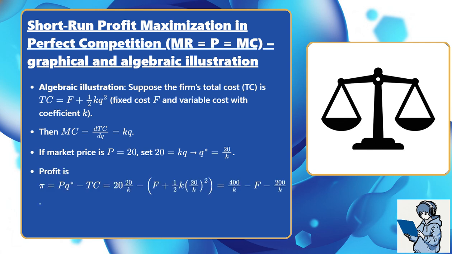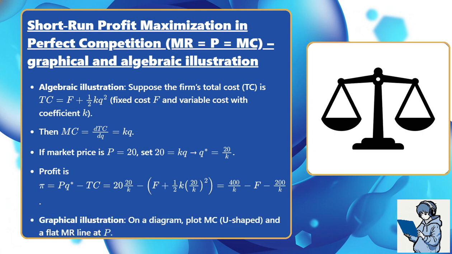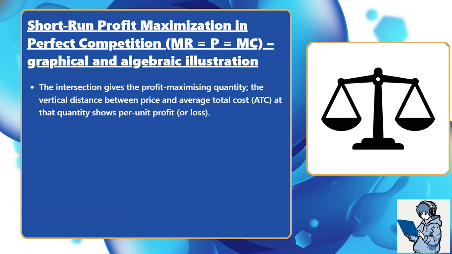Profit is pi equals P times Q star minus total cost, which equals 20 times 20 divided by K minus the quantity in parentheses, F plus 1/2 K times (20 over K) squared. Simplifying, that is 400 divided by K minus F minus 200 divided by K, which equals 200 divided by K minus F. On a diagram, plot marginal cost U-shaped and a flat marginal revenue line at P. The intersection gives the profit maximizing quantity; the vertical distance between price and average total cost, ATC, at that quantity shows per unit profit or loss.